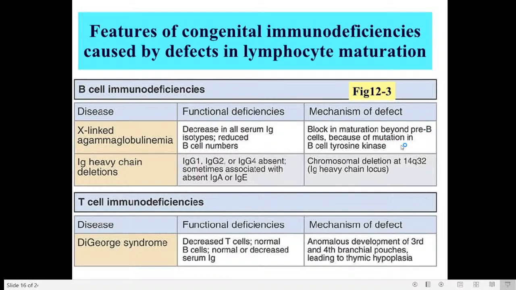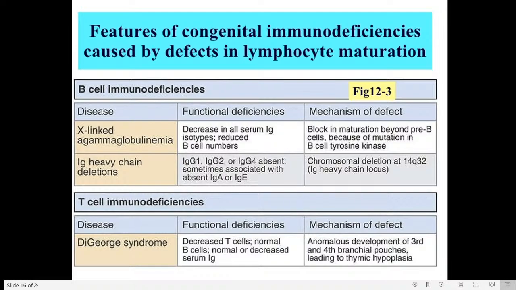It's a mutation in the B cell tyrosine kinase. If there is a mutation in the B cell tyrosine kinase, that produces a B cell immunodeficiency. That is a very, very important thing.